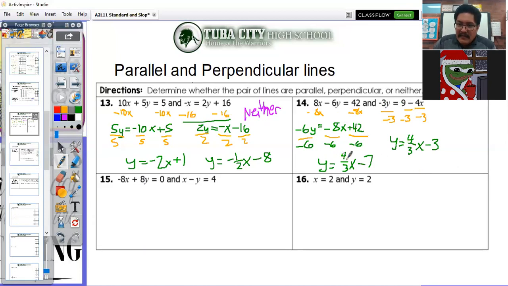But in this case here, 4 over 3x, 4 over 3x, they are parallel because they have the exact same slope. So again, same slope means that they go in the same direction, and same direction means that they're not going to be moving away or towards each other. They're just going to stay the same distance away from each other, wherever. Okay.